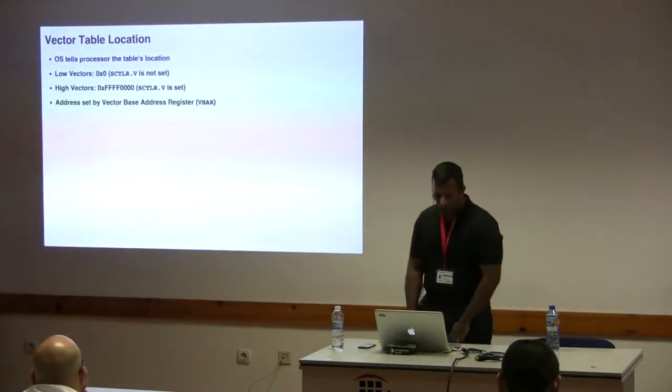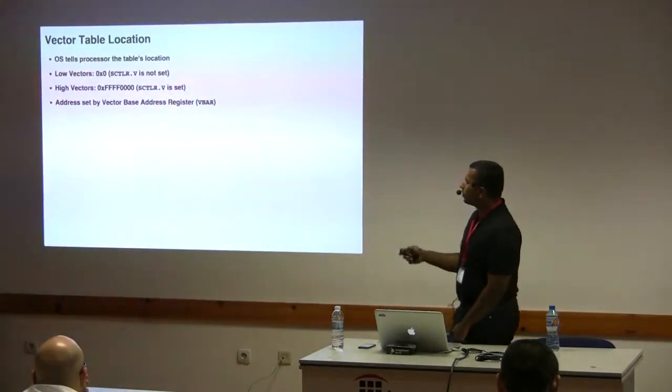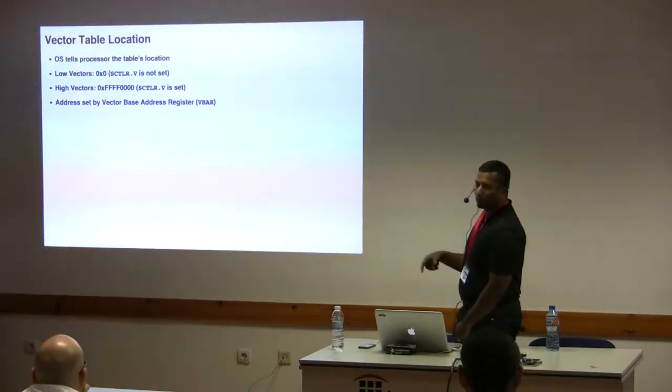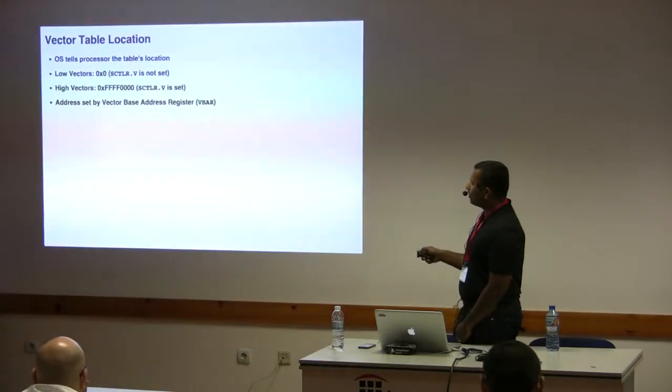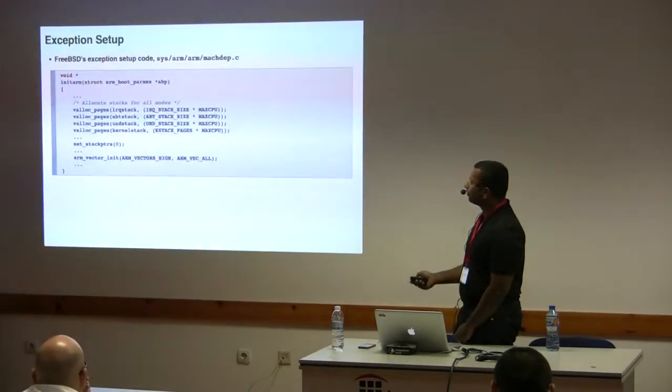So you also have to tell the processor where the vector table is found. So there's a few options. The low vector location is 0. The high vector location is here. And depending on, you'll use the system control register's V bit to determine this. Another option is to use the vector-based address register that allows you to put the vector table at an arbitrary address. So here's FreeBSD's exception setup code.